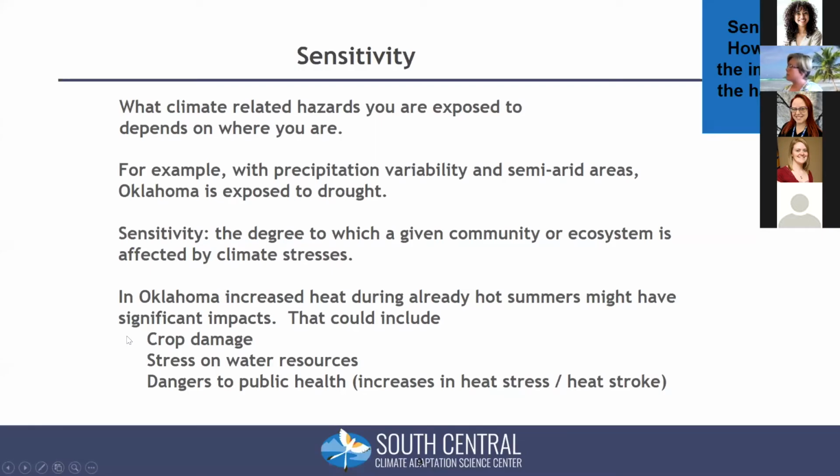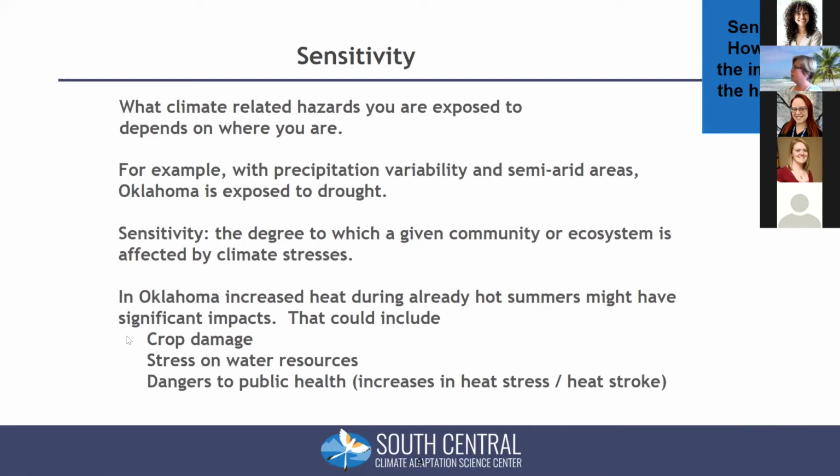The second definition is sensitivity. And sensitivity really is how big of an impact of the hazards. So for example, the precipitation variability in semi-arid areas, Oklahoma is exposed to drought. We have seen drought. We do see drought in Oklahoma. And sensitivity is really the degree to which a given community, again, you have to look at your local community or region or place, and the information that you would need to know about that area, and how that's being affected by climate.